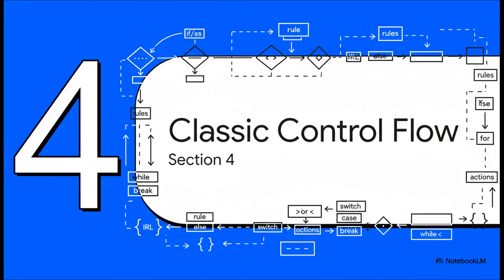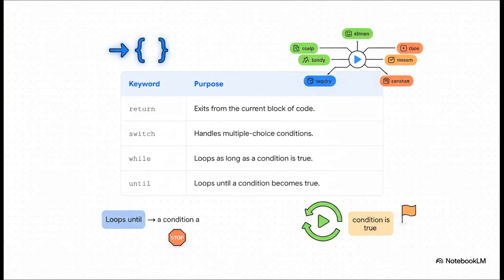All right, let's move on to some keywords that should look really familiar to anyone with a programming background. IRL actually borrows a lot of standard control flow ideas to make writing complex logic way easier. And here they are. You've got return to exit a code block early. Switch gives you a much cleaner way to handle things than a huge, messy chain of if-else statements. And for loops, you have while, which keeps going as long as a condition is true, and its opposite, until, which loops right up until a condition becomes true.